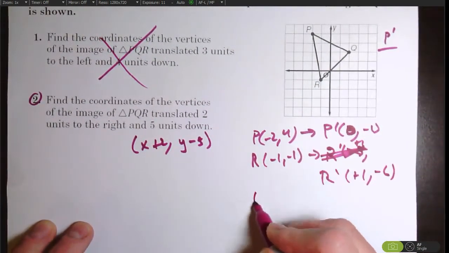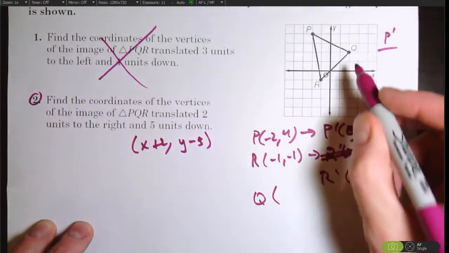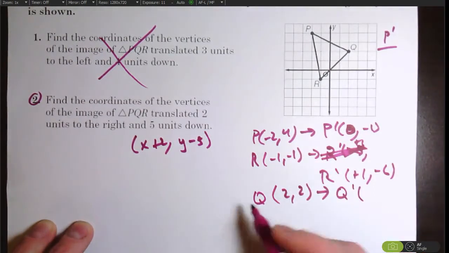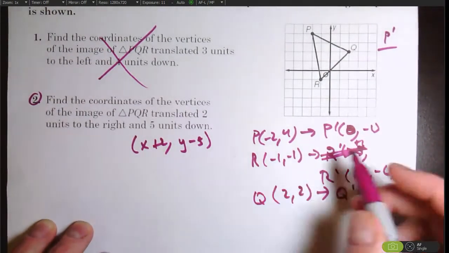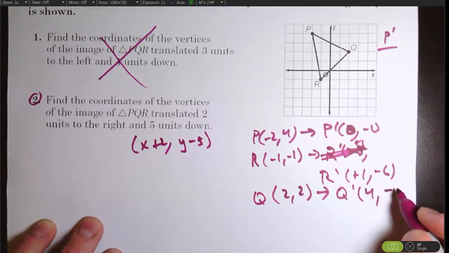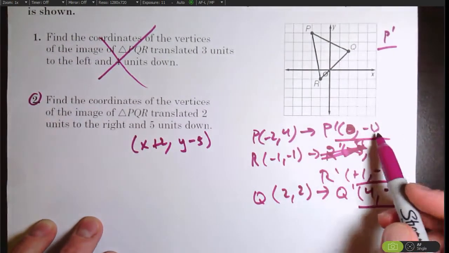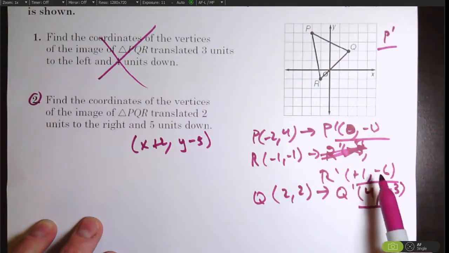And then Q is at 2, 2. So add 2 to x, you get 4. Subtract 5 from 2, you get -3. So there are your 3 points: 0, -1 for P prime; 1, -6 for R prime; 4, -3 for Q prime.